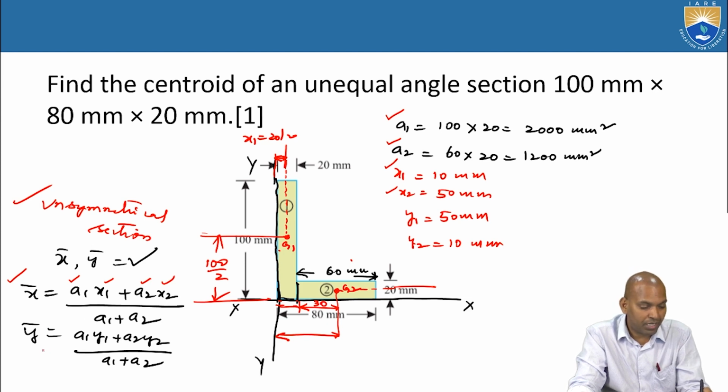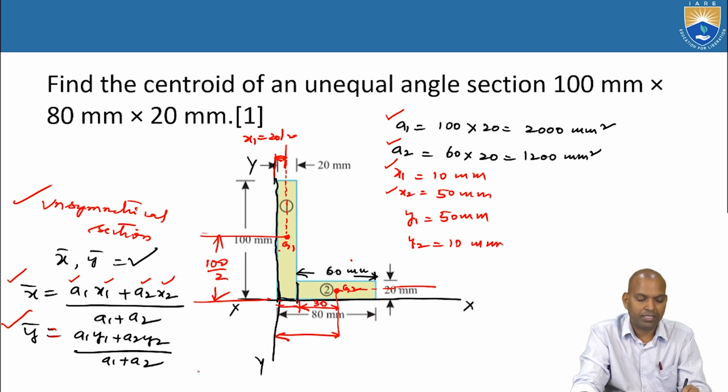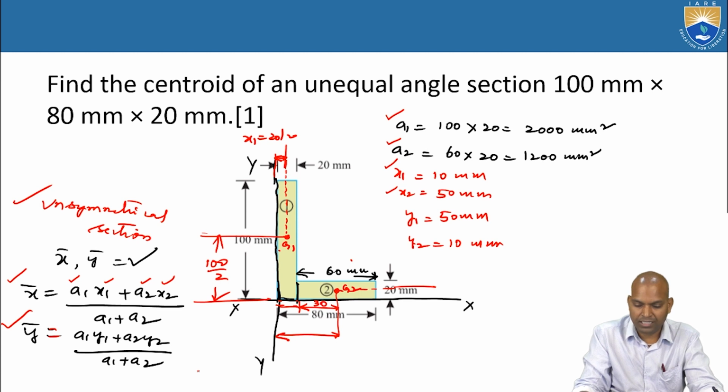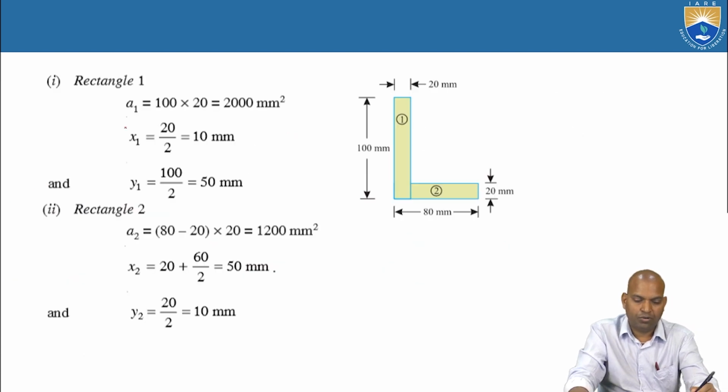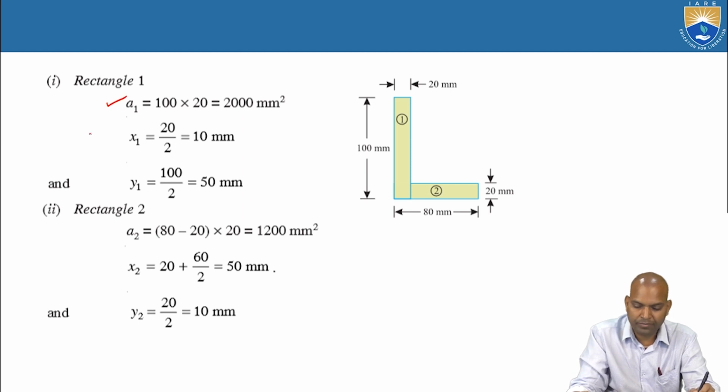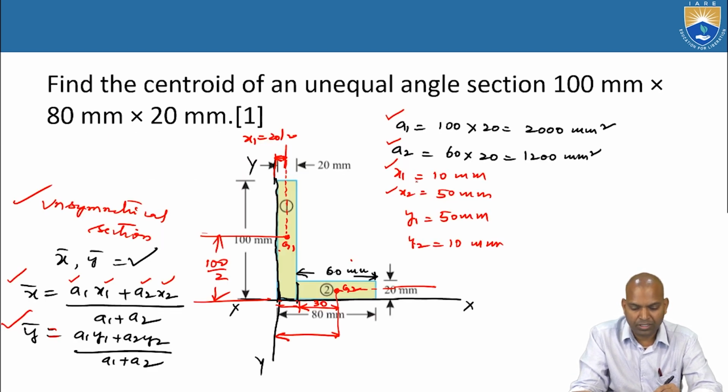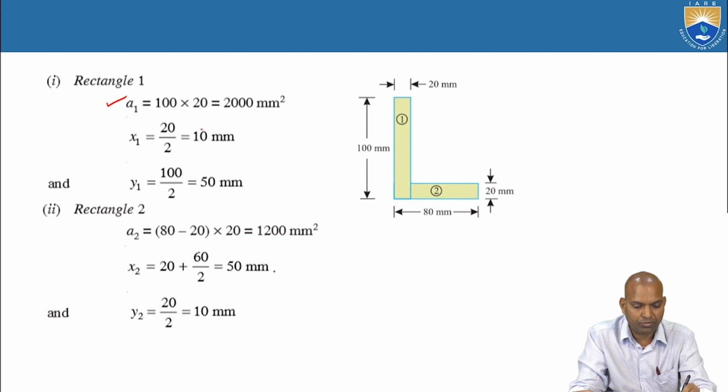Wait, what about bar y? In the bar y expression, substitute A1, A2, y1, y2. Then we will get bar y. Thus we will calculate. Let us see the answer now. Alright. Now A1 is 2000 square millimeters. What about x1? 10, y1, 50. Yes?